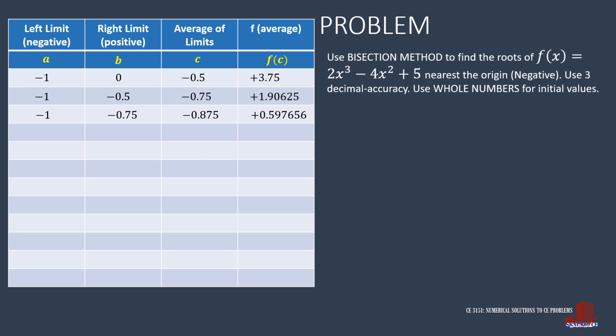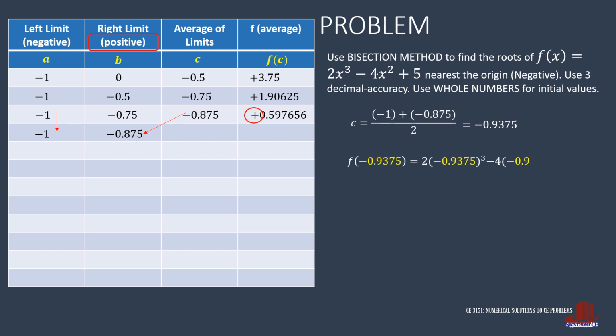We can now proceed with the iteration using the table. From the third row, check the sign of f of c. It is positive. This signifies that we should replace the positive limit, which is the right limit. So move the value of c to b, and drop down the same value of a. With a and b already identified, we take their average, and that is half of negative 1 plus negative 0.875, which is negative 0.9375. This is the new midpoint coordinate, and its y location is taken by substituting this value into the function.